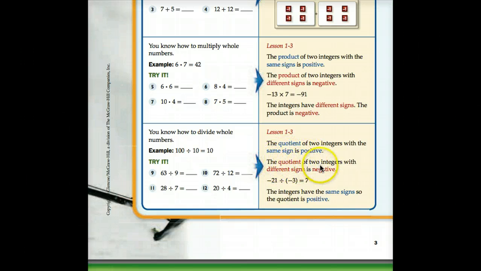The quotient of 2 integers with the same sign is positive. The quotient of 2 integers with different signs is negative. So let's look at this problem. Negative 21 divided by negative 3. Are these signs the same or different? They are the same, so our sign is going to be positive. That's why we have a positive 7. So the integers have the same sign, so the quotient is positive.